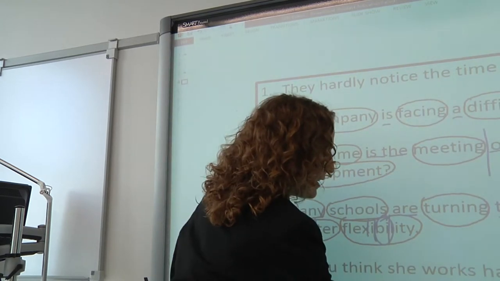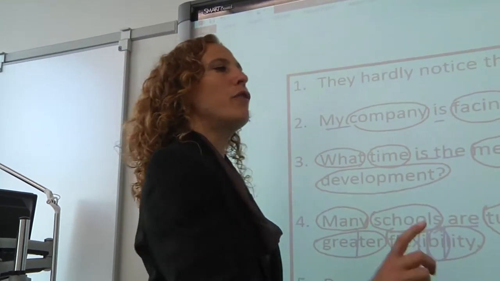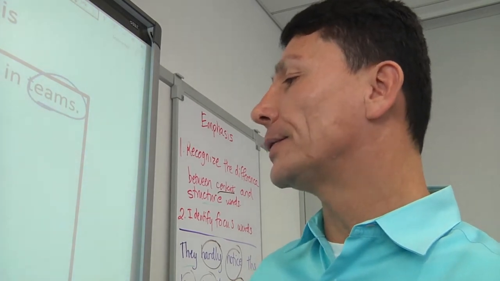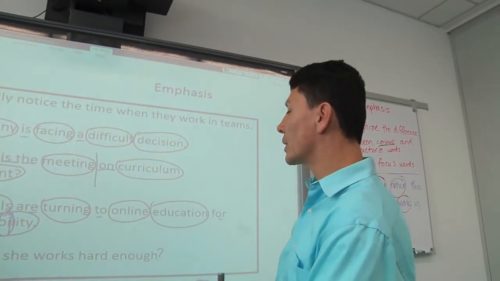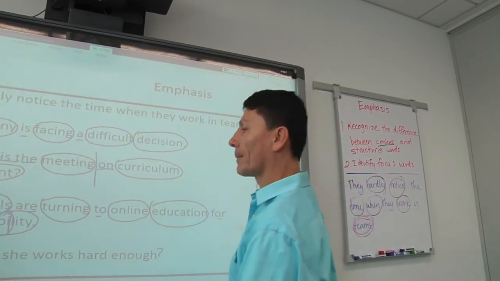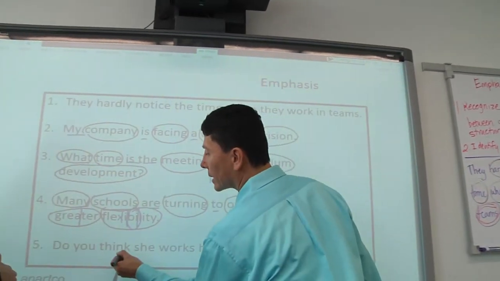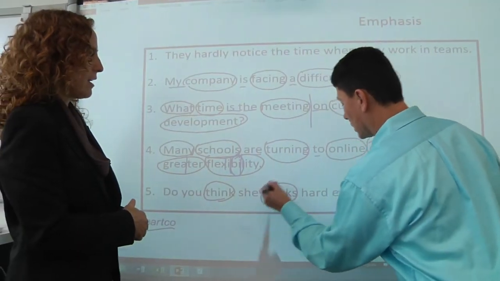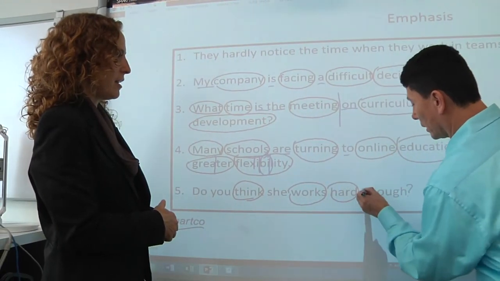All right. And then finally here, look at the last one. Can you first read it to me? Do you think she works hard enough? Again. Do you think she works hard enough? Okay, good. Now circle the content words. Think. Good. Works. Right. Hard. Yes. Enough.